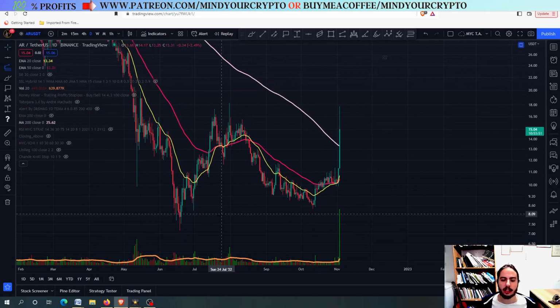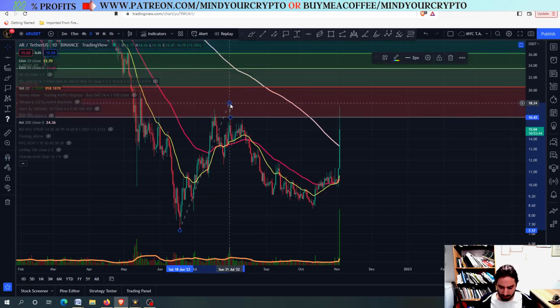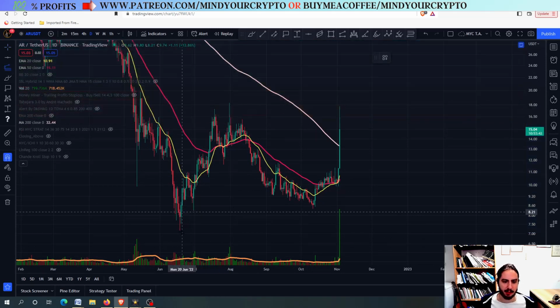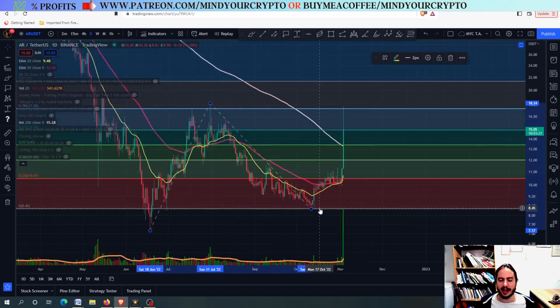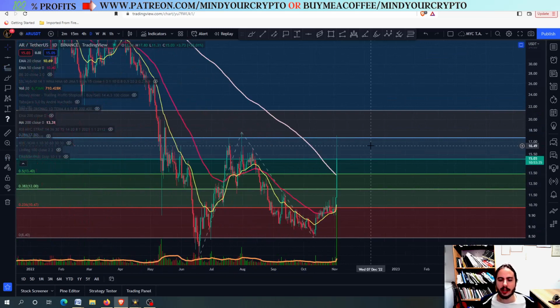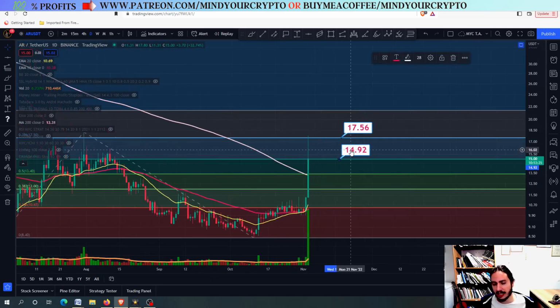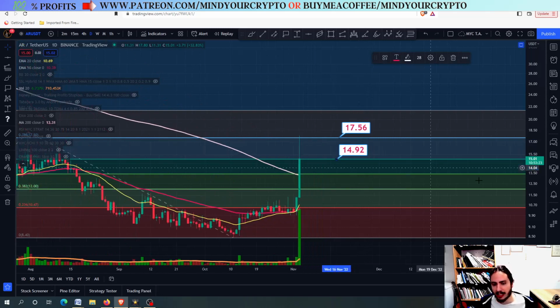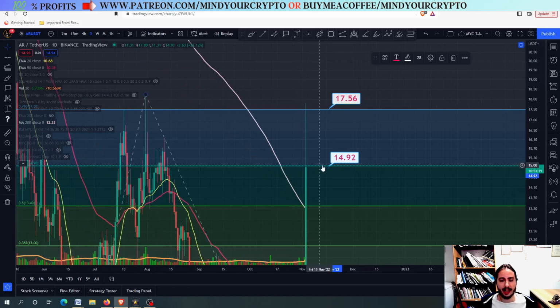This time we need to draw a trend-based Fibonacci extension from the bottom to the top right here. I'm going to remove it and draw it again because I'm using the magnet and sometimes it's sticking. So right here you can see the trend-based Fibonacci extension, and with the trend-based, the 17.56 is a very huge resistance level, along with the 14.92 to 15 around there, for example, where we are right now with AR.